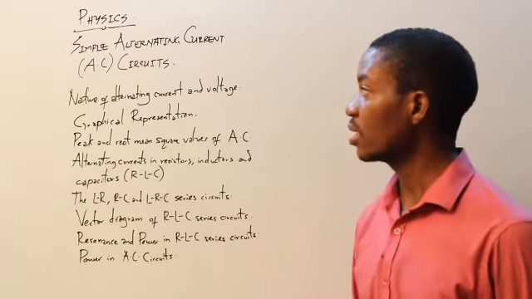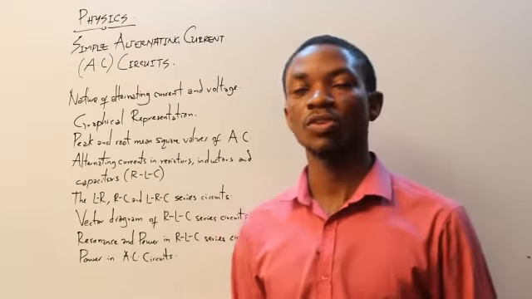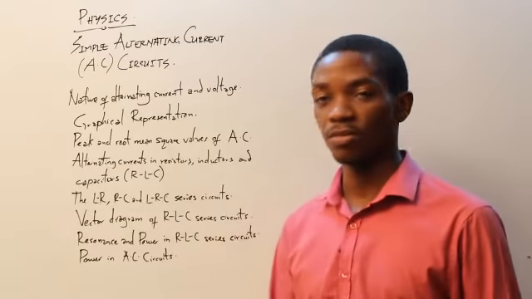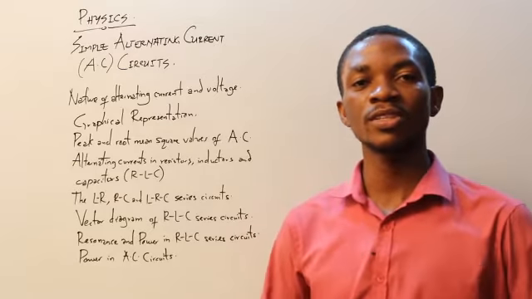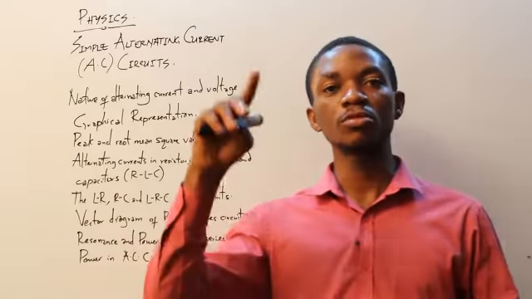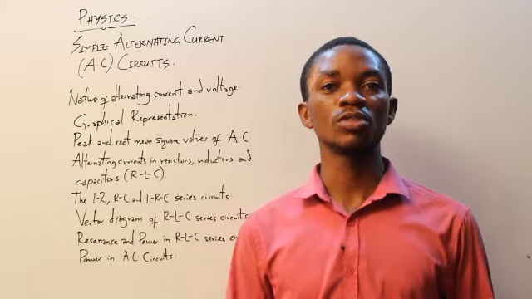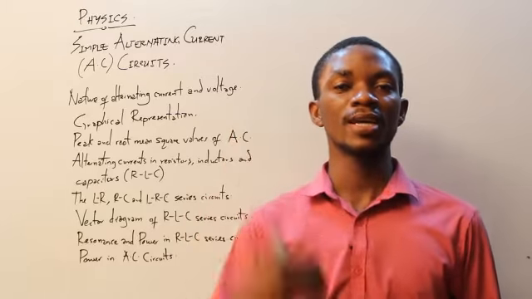So let's begin. What is the nature of alternating current and voltage? By default, when we say alternating current, it means that the current is not linear. It means it moves up and down. It moves within the upper limit and the lower limit.